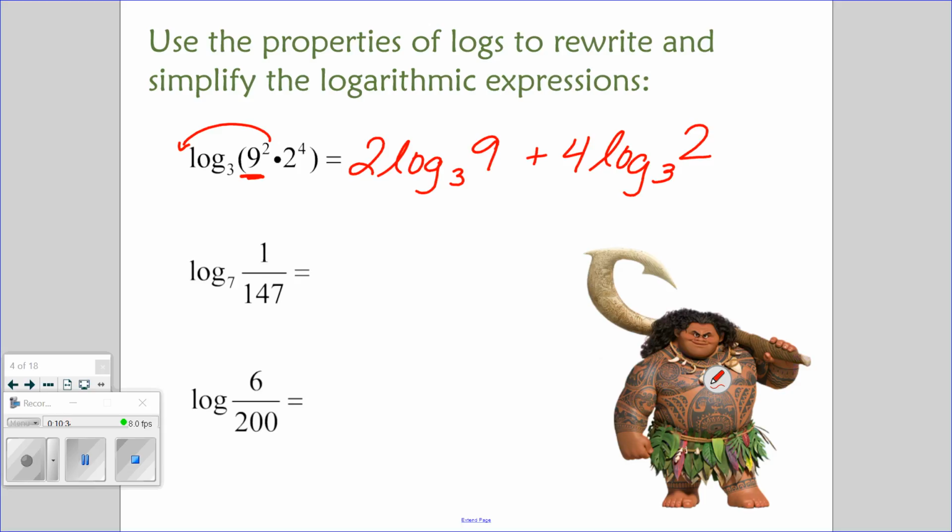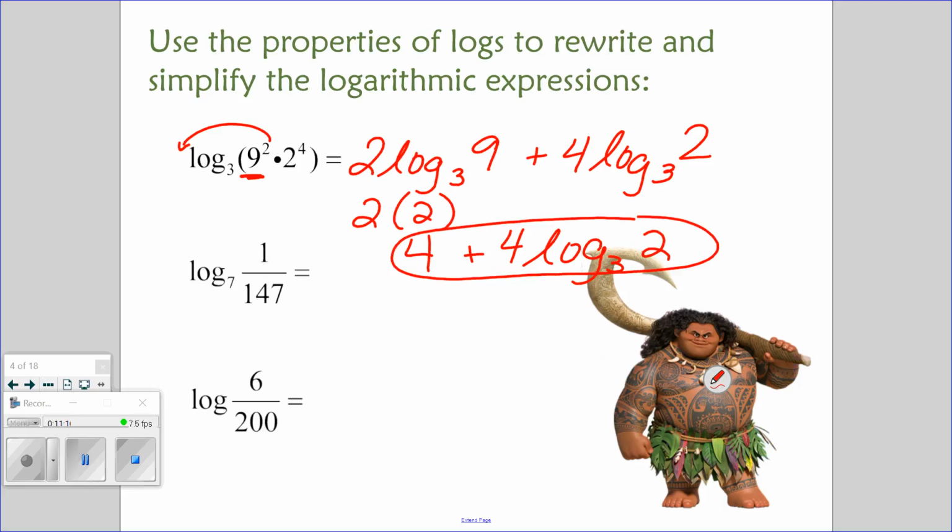All right, so looking at that, can I simplify anything? Any of those evaluating? 3 to what power equals 9? 2. So that means this becomes 2 times 2. Because 3 to what power equals 9? It's 2. So the whole log piece kind of goes away because that answer is 2. What's 2 times 2? That is 4. Plus, 3 to what power is 2? Can I do that one? No, I can't do that one. So it's going to stay 4 log base 3 of 2.